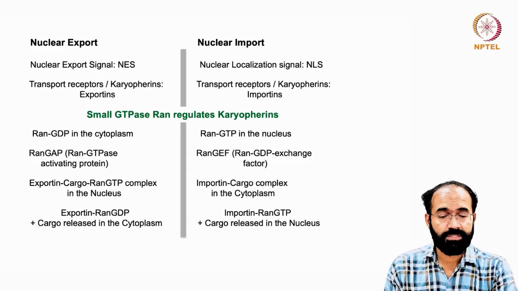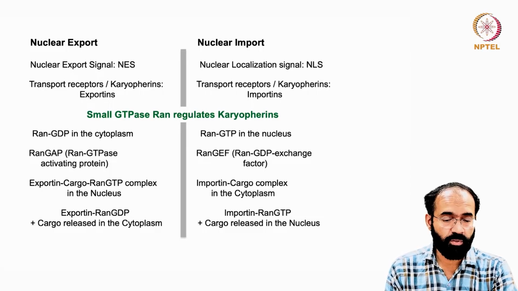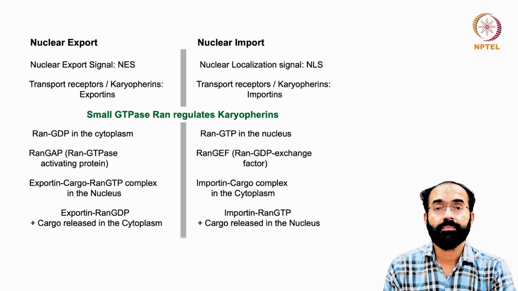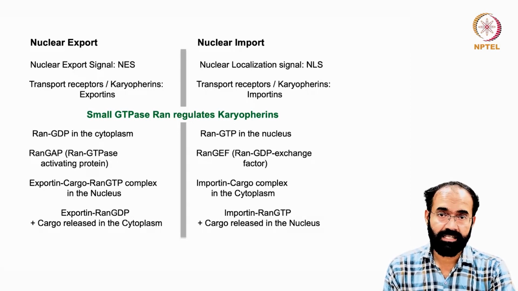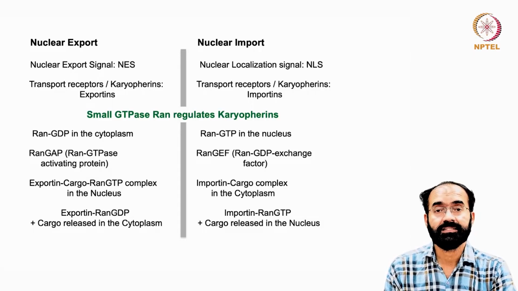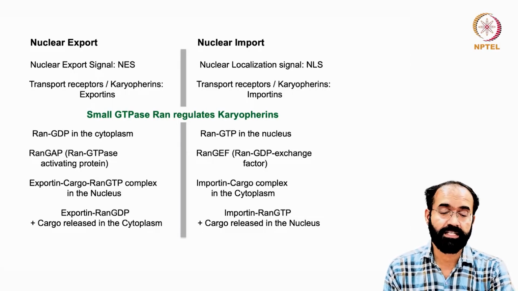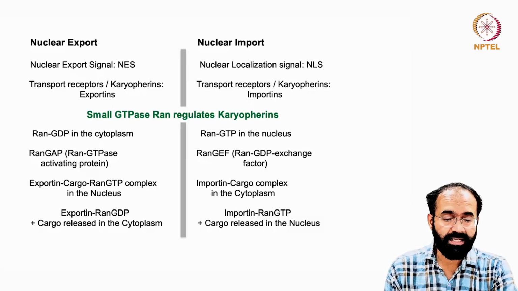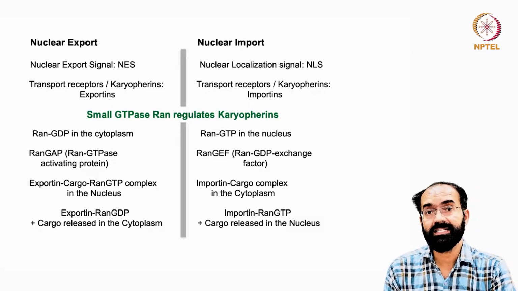Then comes the next step in nuclear export, which is the exportin, cargo, Ran GTP complex in the nucleus. So Ran is in the nucleus, GTP is in the nucleus, the cargo, which is the RNA, is in the nucleus, and exportin also is in the nucleus. So what does it form? The exportin, cargo, Ran GTP complex stays in the nucleus before exporting the cargo into the cytoplasm. Then exportin, Ran GDP plus cargo are released in the cytoplasm.